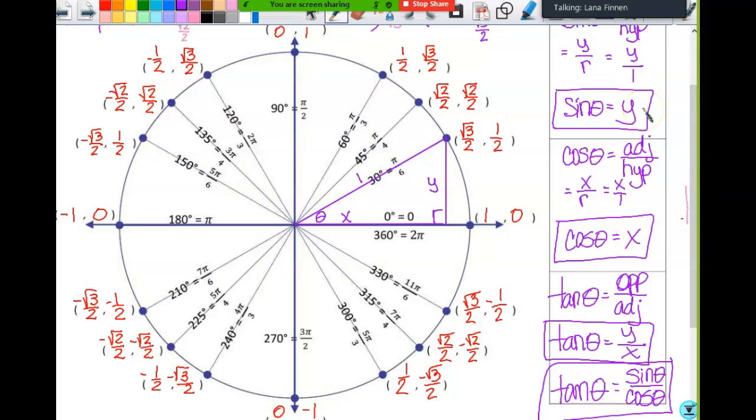So if I ask you, what is the sine of negative pi 6? Negative pi 6 means I rotate this way, so this would be my negative pi 6, right? So sine would be negative 1/2.